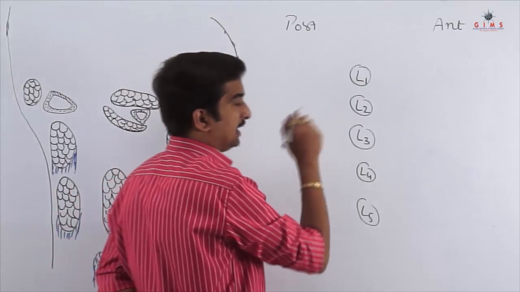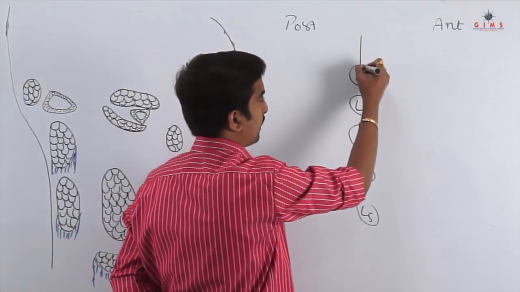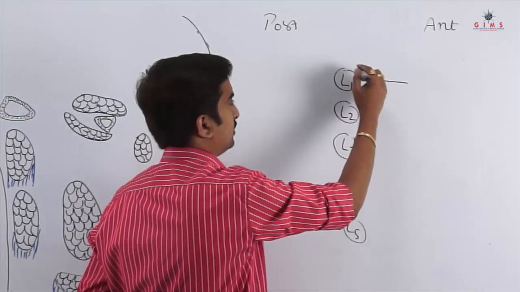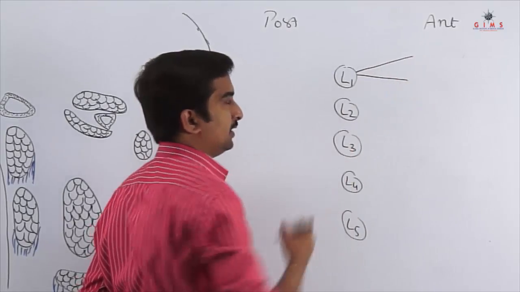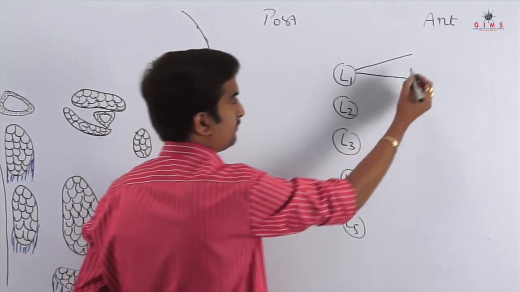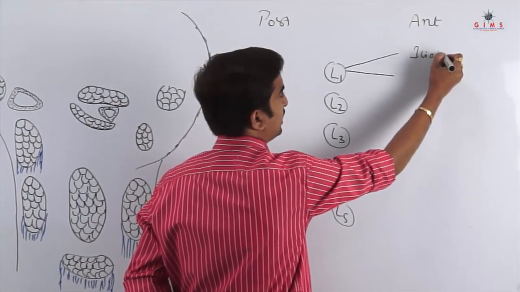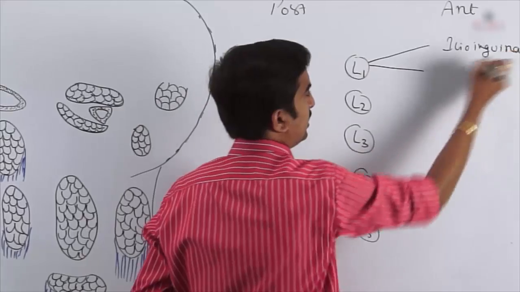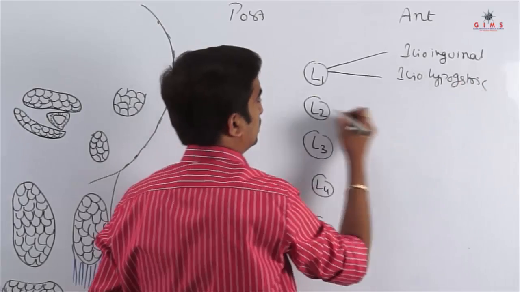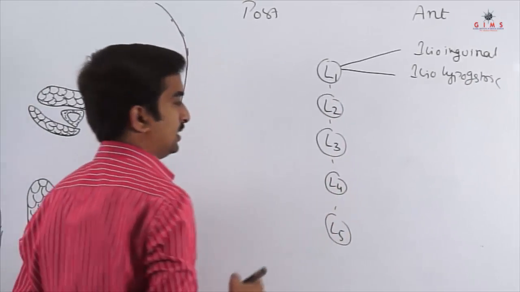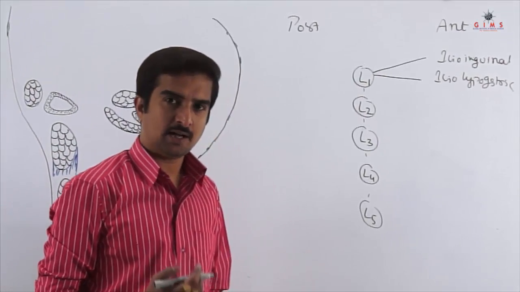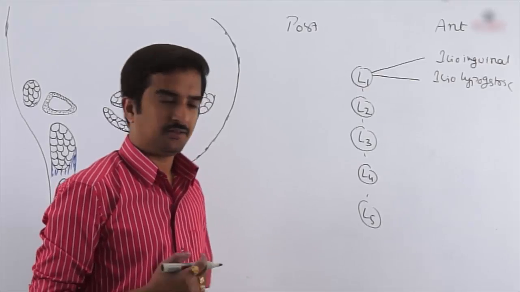So L1 gives rise to two nerves, which means the anterior division of L1 gives rise to the ilio-inguinal and ilio-hypogastric nerves. From L1, L2, L3, L4, L5, L1 is giving rise to ilio-inguinal and ilio-hypogastric through its anterior divisions.